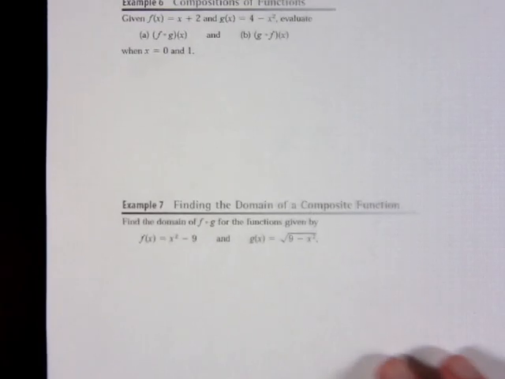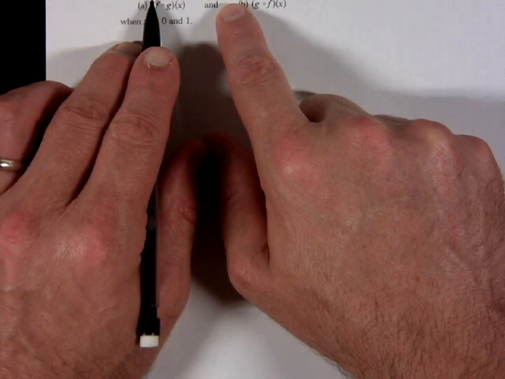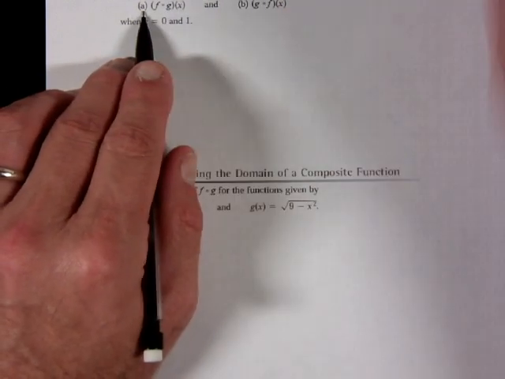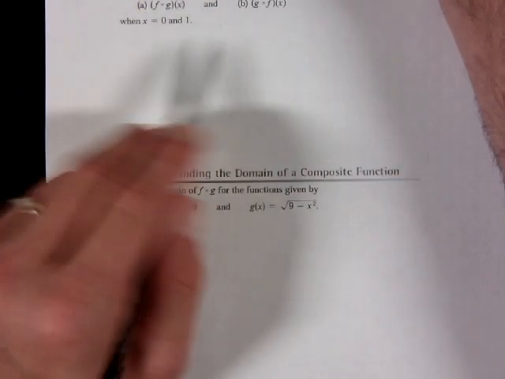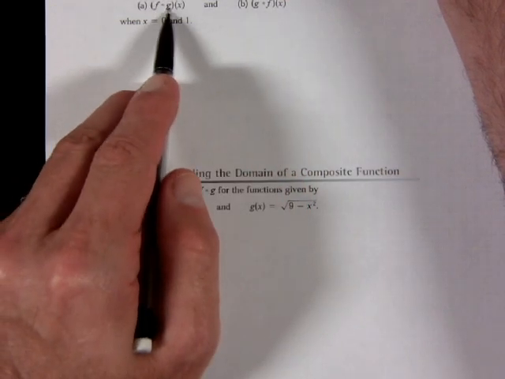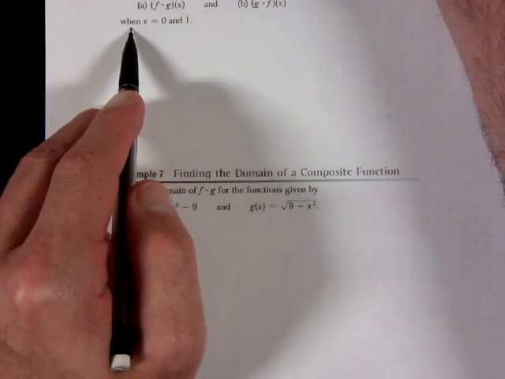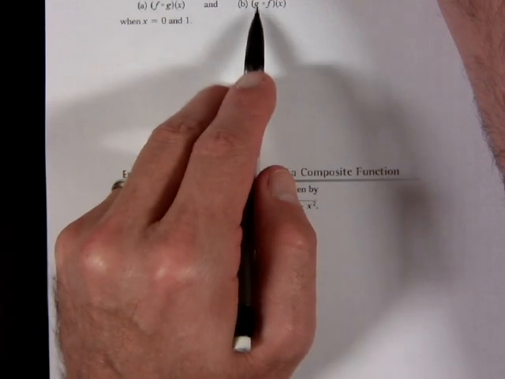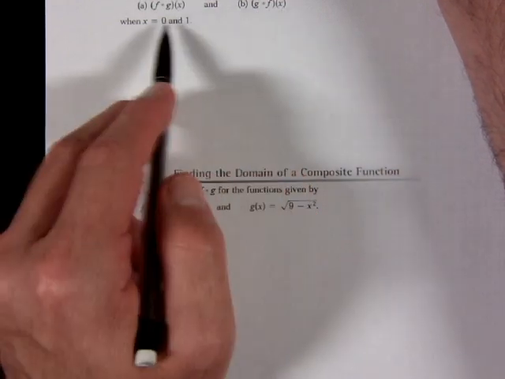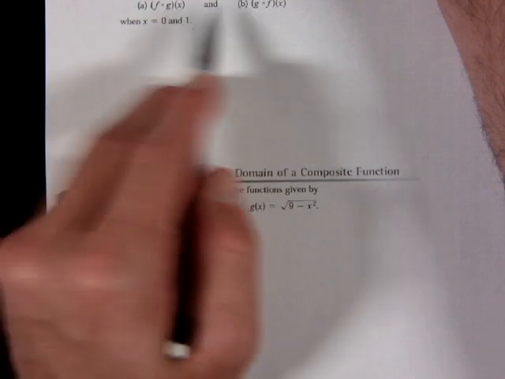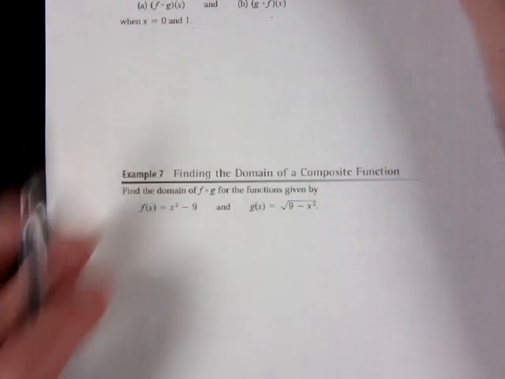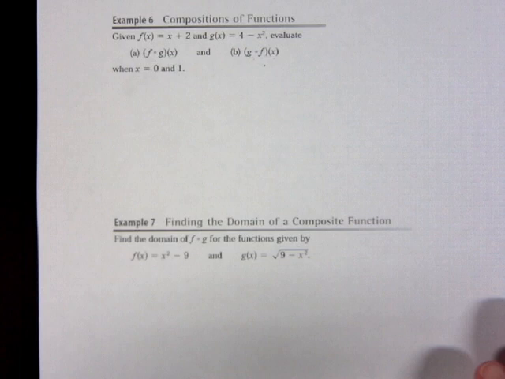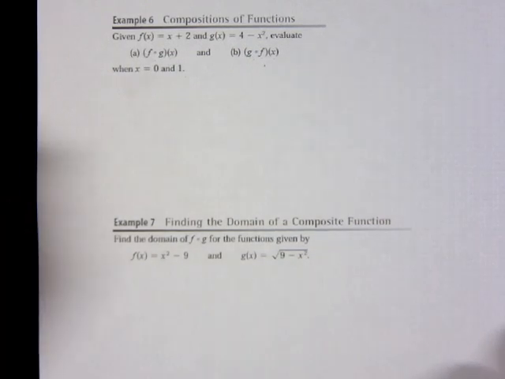Here they've defined two functions, f and g. The first thing they want me to do is evaluate f of g of x for x equals 0 and 1, and then reverse it, g of f of x at 0 and 1. Remember, the answers may not necessarily be the same because you're doing it in reverse order. Let's see what this looks like.